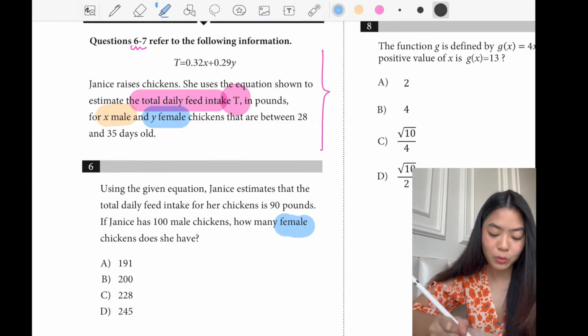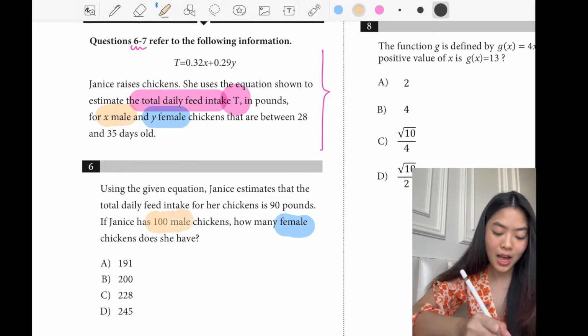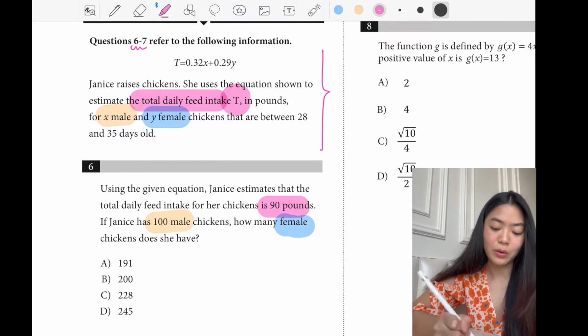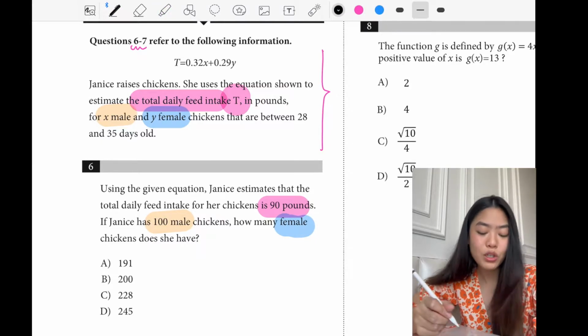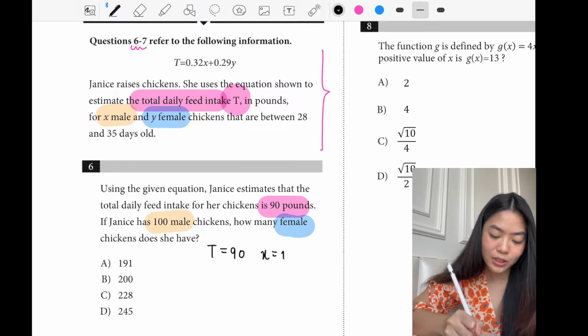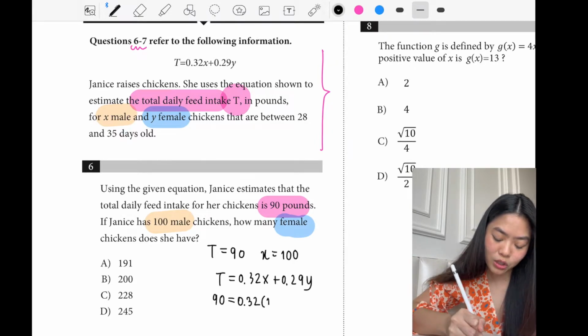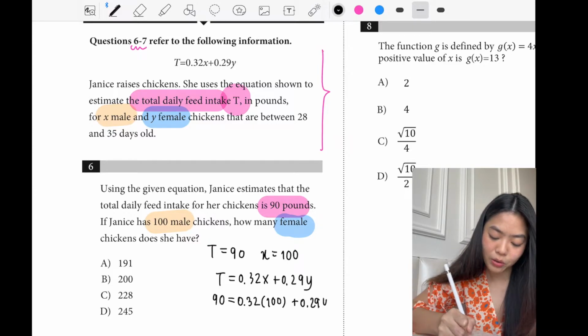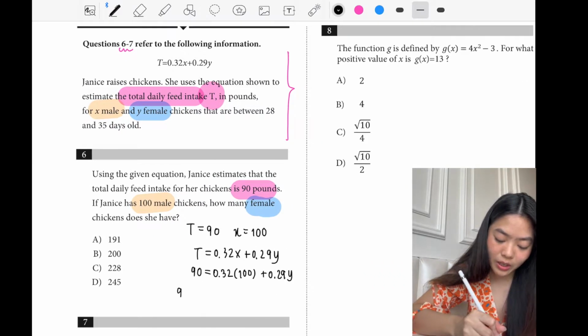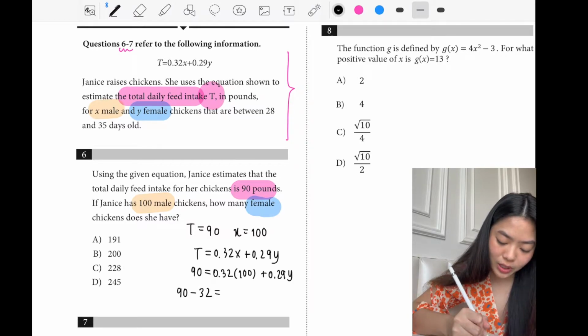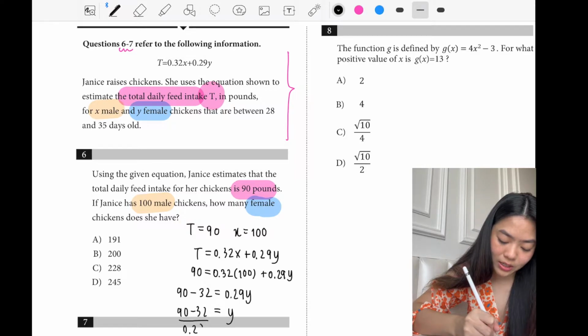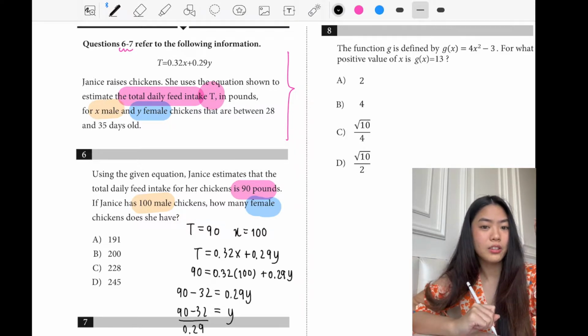Okay, and the question wants you to find the number of females when it's given 100 males and the total intake, which is 90. So what we're gonna do, we're gonna substitute T equal to 90 and x equal to 100 into the equation. Okay, so let's substitute: 90 equal to 0.32 times 100 plus 0.29y. Okay, from here we're gonna get 90 subtract 32 equal to 0.29y, and then you can divide. From here you can use a calculator.